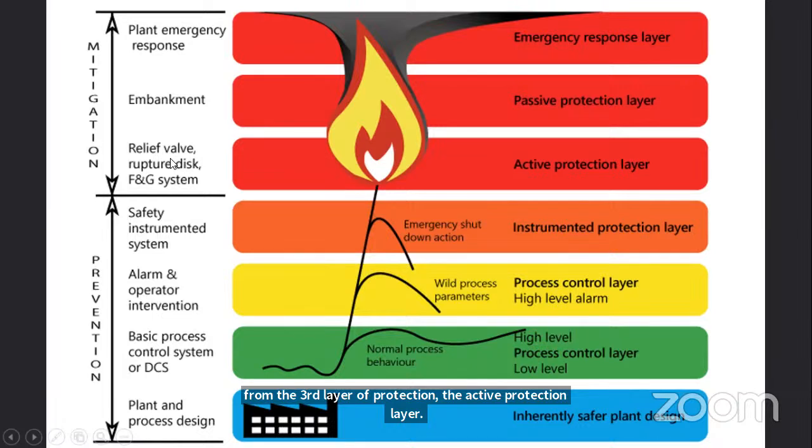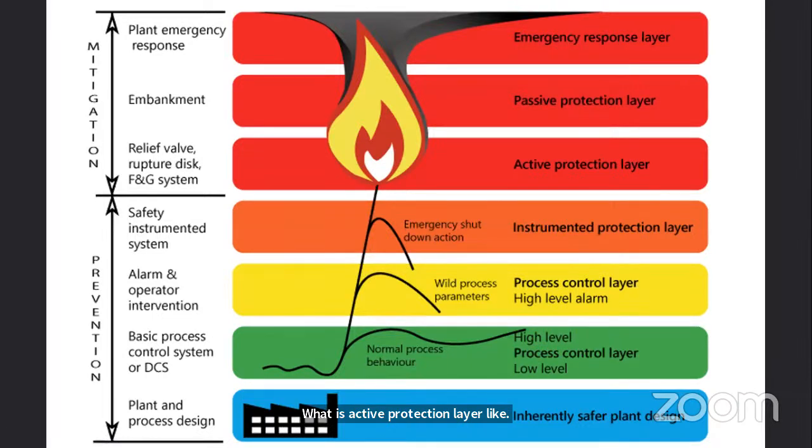Like relief valves, safety relief valves. When you have an overpressure inside your separator, there is a relief valve at a certain setting that starts to open to transfer and release all the overpressure out of the vessel. So you can prevent vessel explosion. Rupture disc, one of the active protection layers. Fire and gas system, one of the active protection layers.